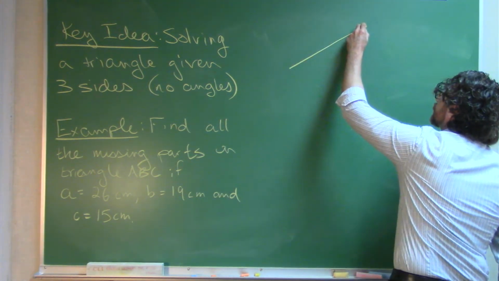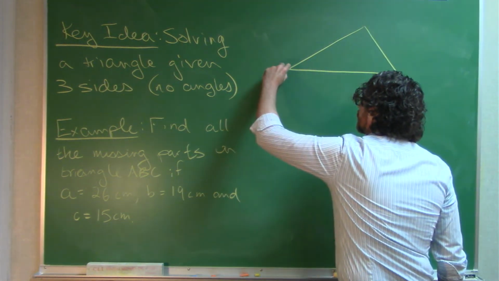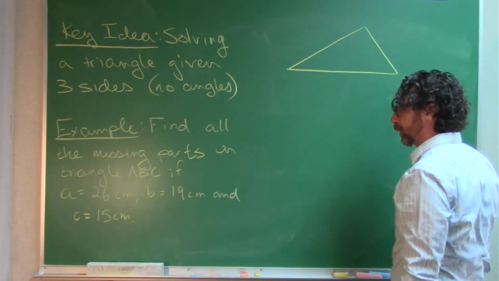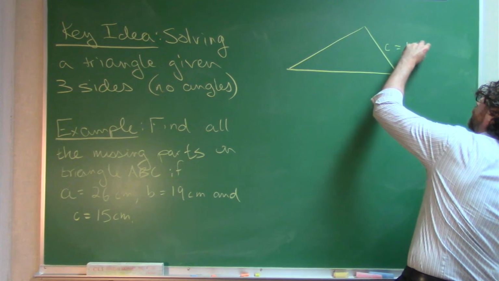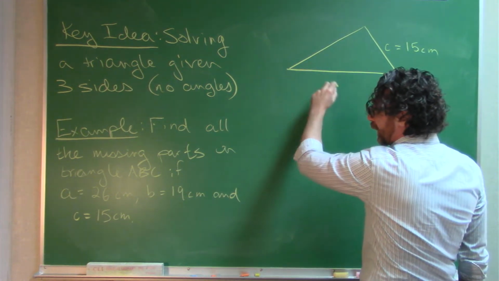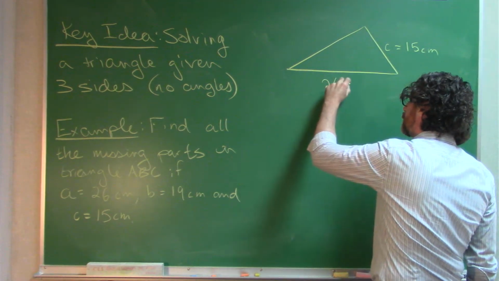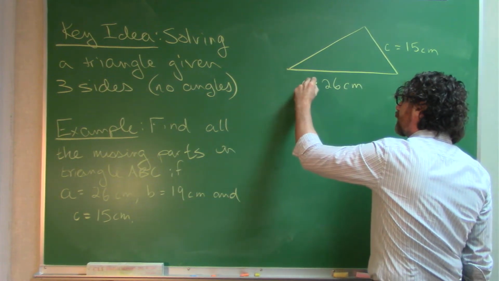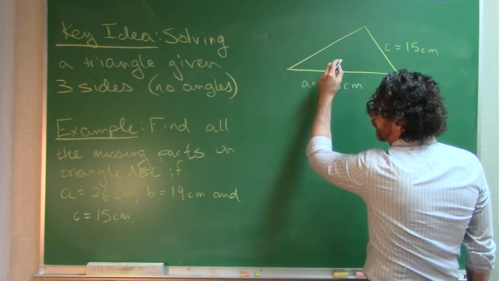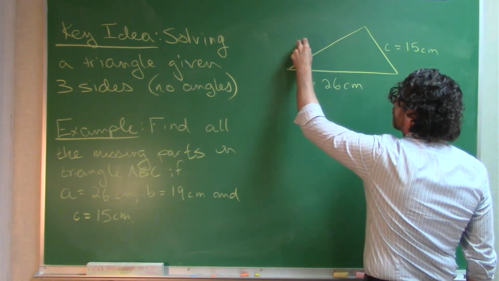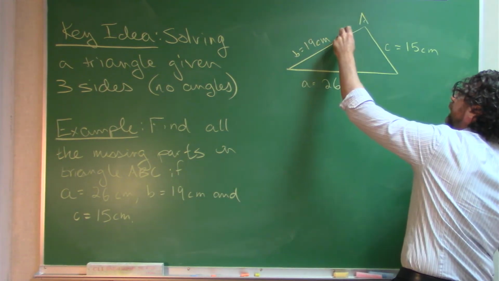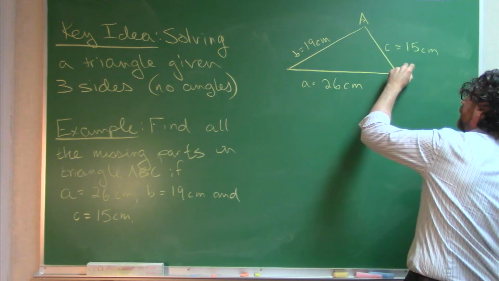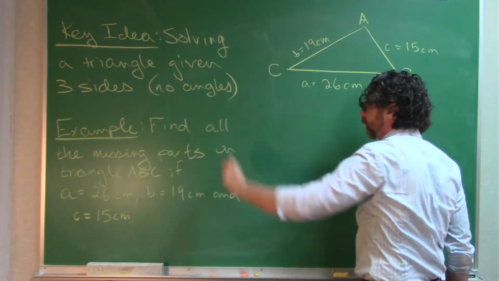Okay, so this will be my picture here, and what the heck, I'll make it all kind of proportional. This will be side C, which will be 15 centimeters. Side A was the longest one, so I'll make this one side A, and this will be side B, kind of in the middle. Okay, that makes this angle A. This is angle B, and this is angle C.